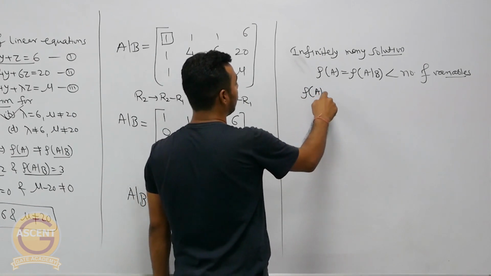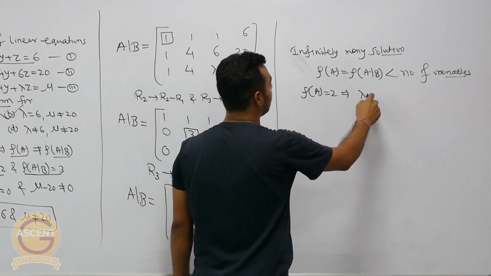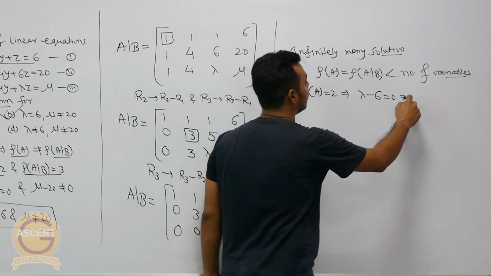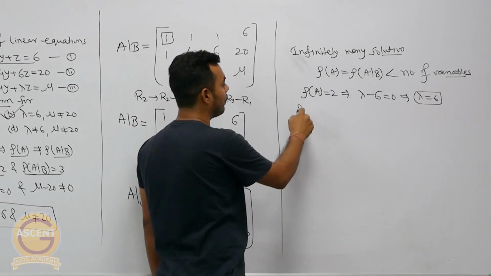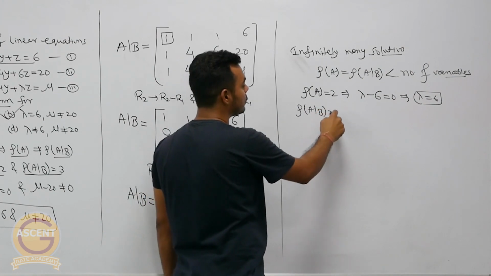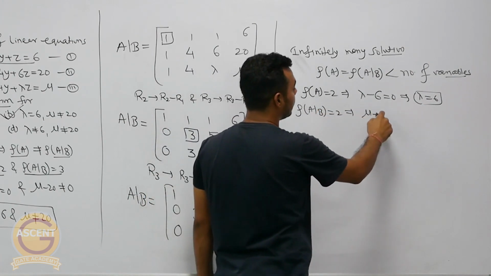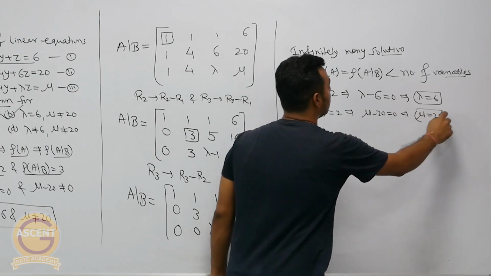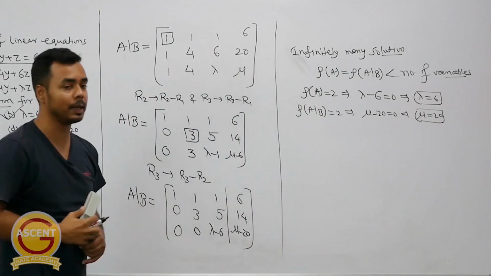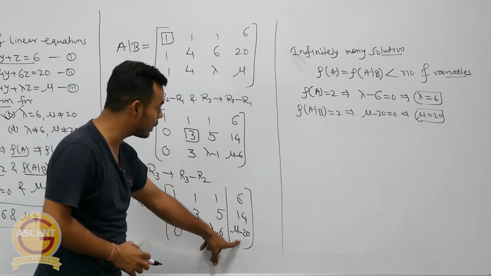So if rank of A is 2, this means the value of lambda minus 6 has to be 0. This means lambda is equal to 6. And if rank of augmented matrix A|B is also 2, this means nu minus 20 also has to be 0, so nu will be 20. So this will be the condition for infinitely many solutions: lambda equals 6, nu equals 20.